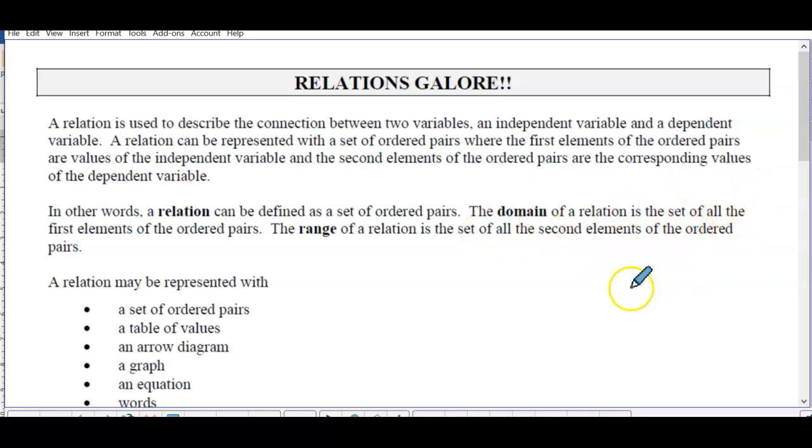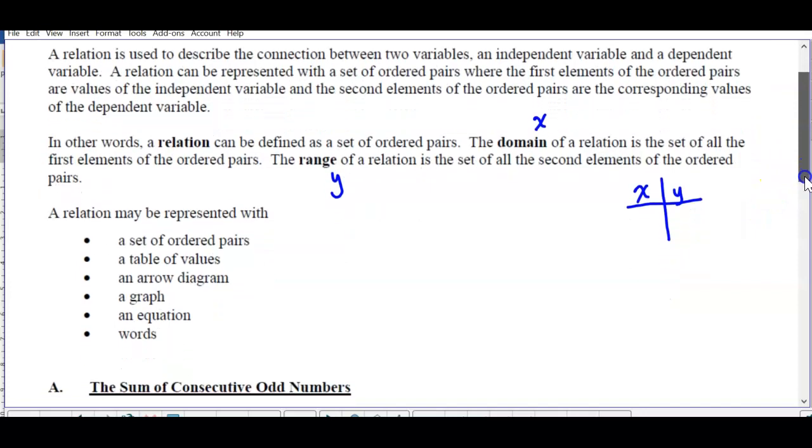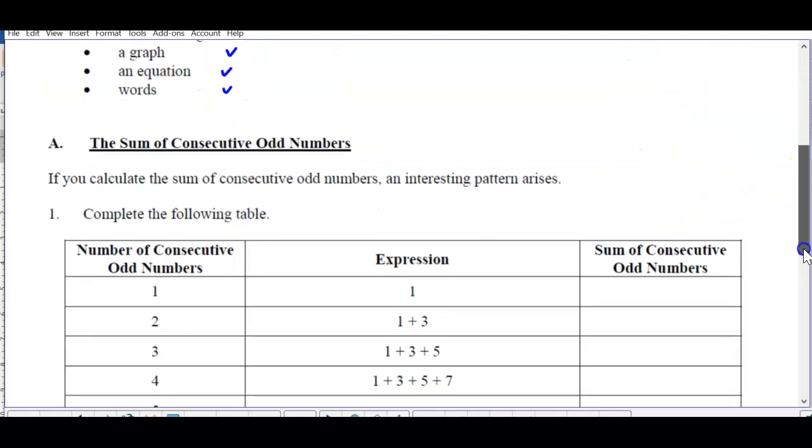If there's no application to the particular relation, then often we're using X values for domain and Y values for range, and so your chart would be an X, Y table of values. But if there's an application that we're dealing with, then it's not just X and Y. So in the last notes, we represented it as a set of ordered pairs, table of values, arrow diagram, a graph, an equation, and words. And we're going to do some of the same in this.